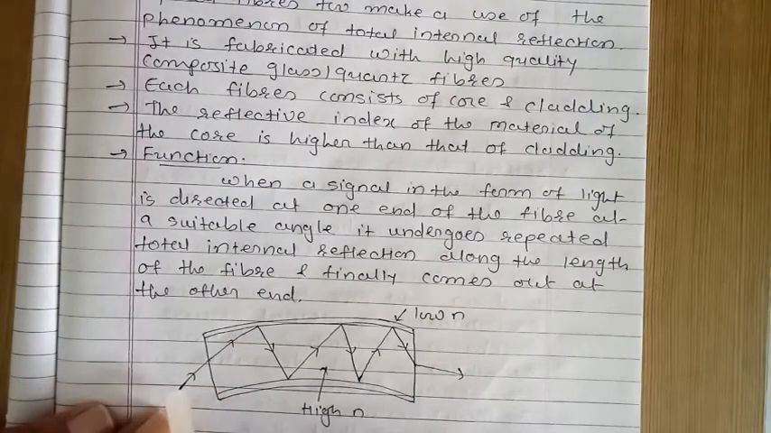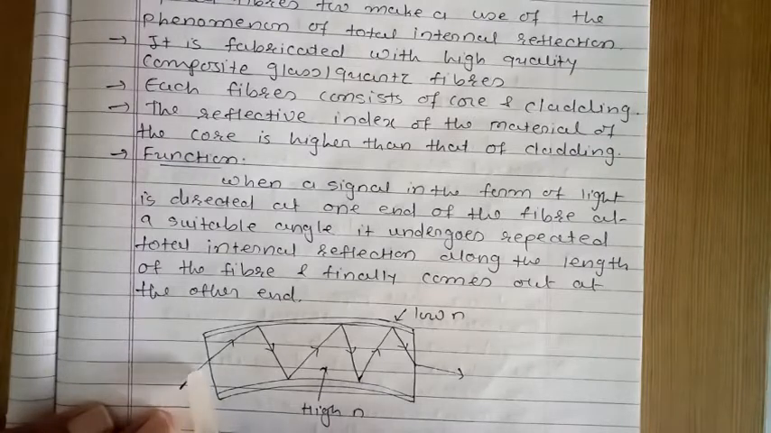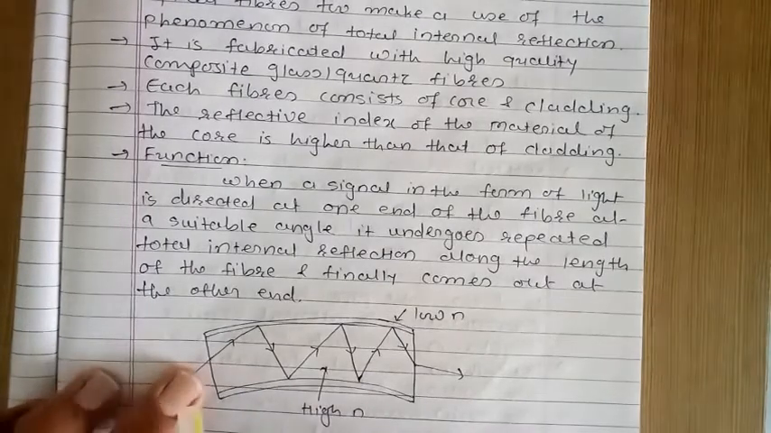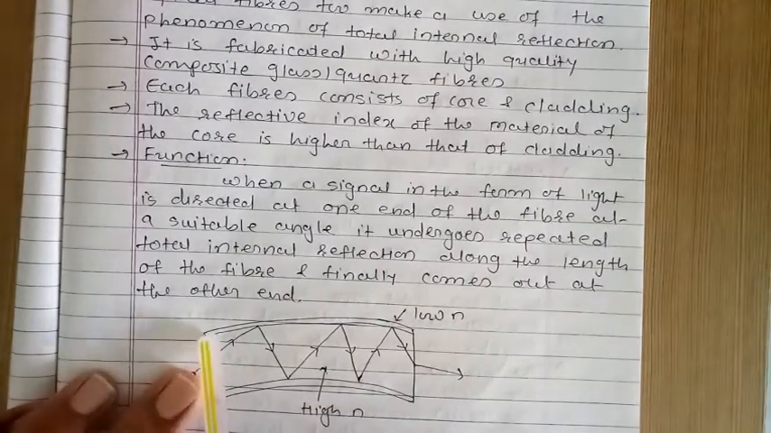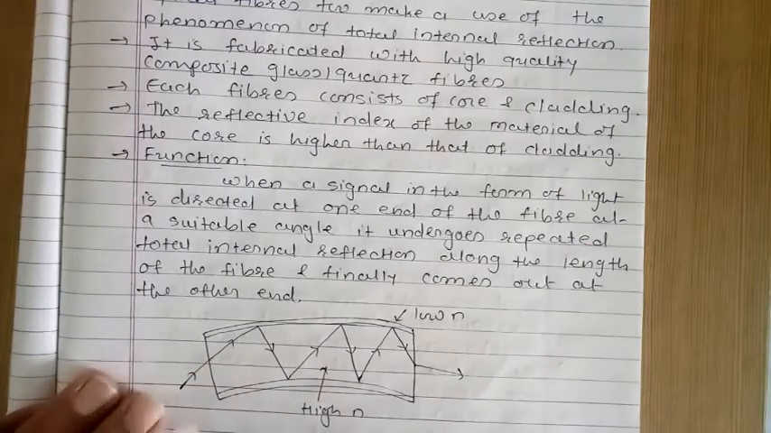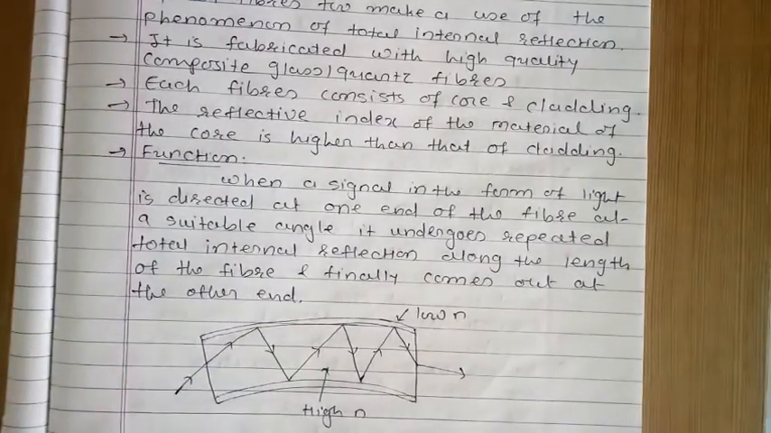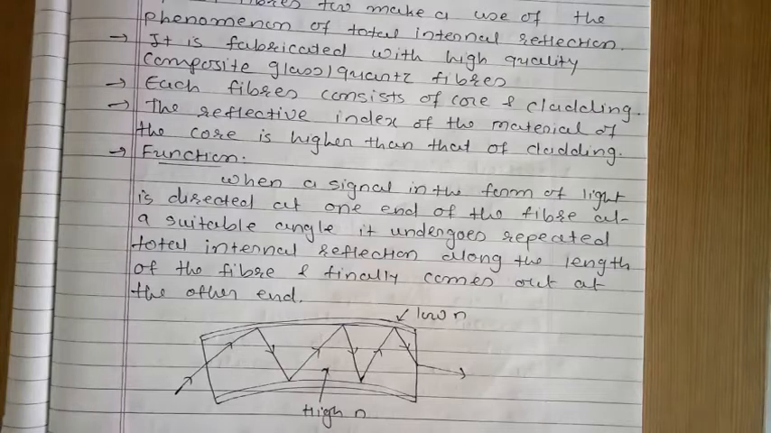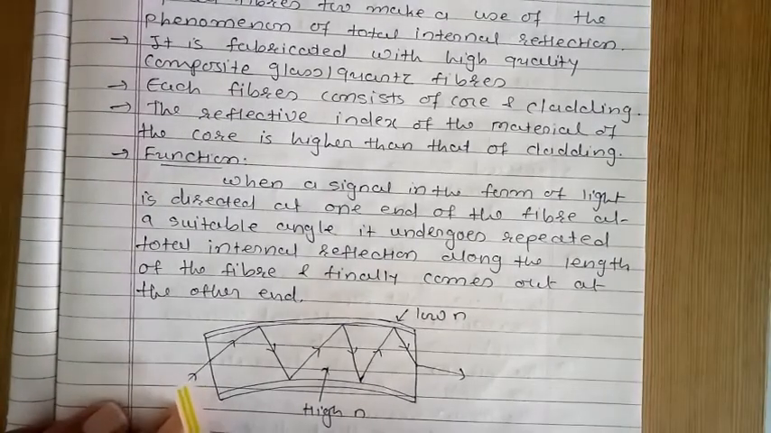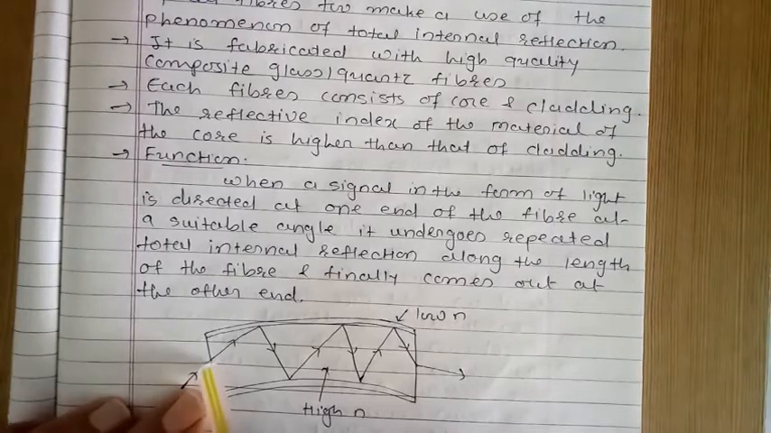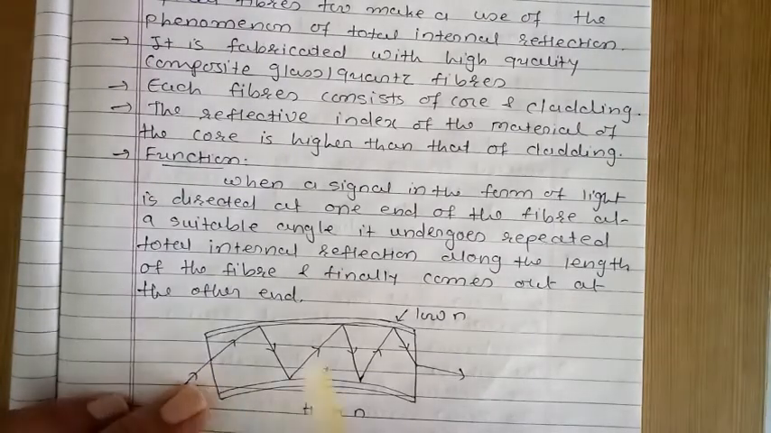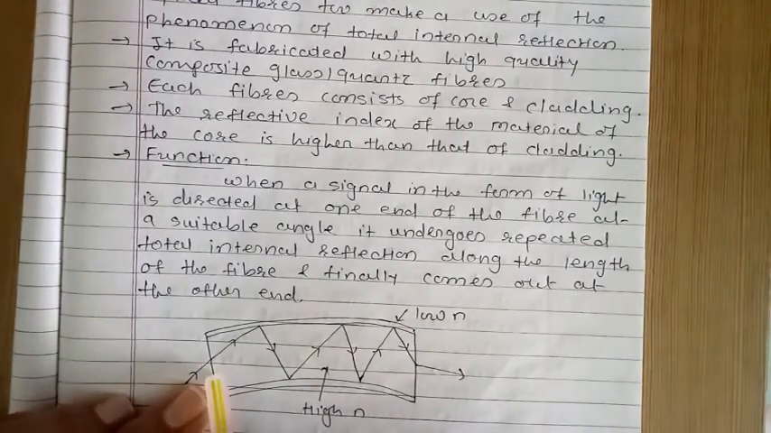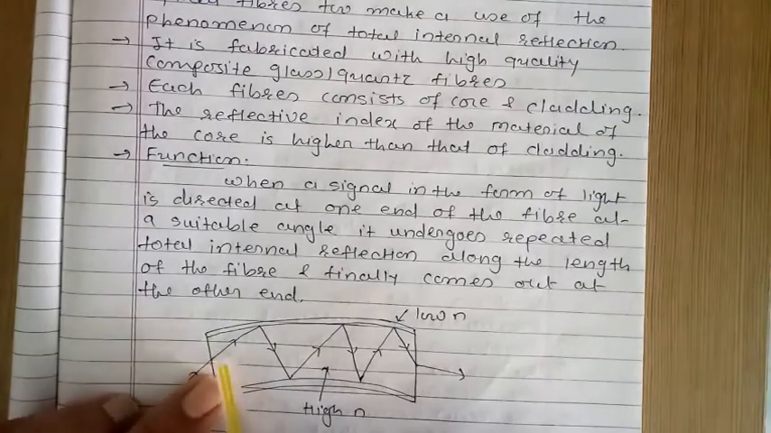See here, this is our ray of light. Now this light enters the fiber at some suitable angle. We know this is our incident ray and the normal, so this is the angle of incidence. Here the light is directed at one end with some suitable angle. We don't deal with the angle value here. Now it enters the core.